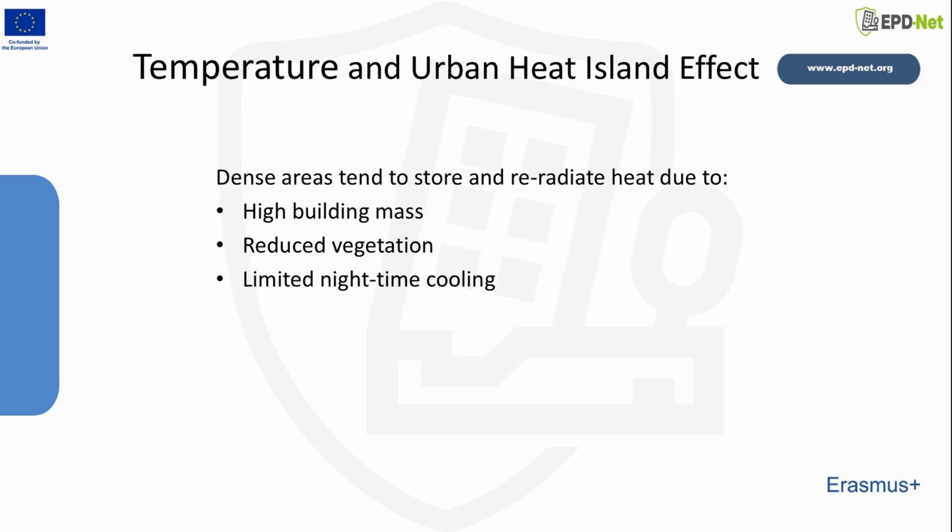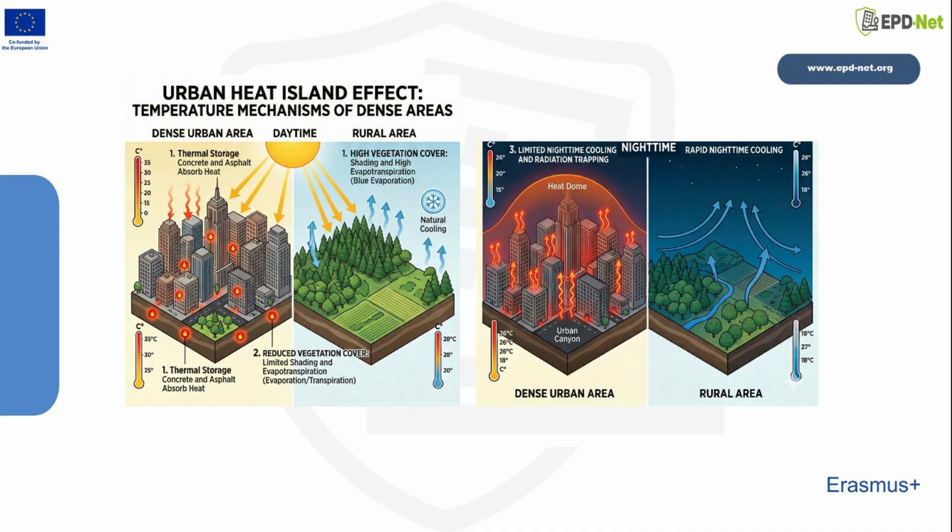Second, reduced vegetation limits shading and evapotranspiration. Without sufficient green areas, surfaces are directly exposed to solar radiation, and the natural cooling effect of plants is diminished. Third, limited nighttime cooling further intensifies heat accumulation. In compact urban fabrics, restricted airflow and trapped radiation reduce the city's ability to dissipate heat after sunset. As a result, dense areas often experience higher average temperatures compared to surrounding rural zones. Understanding these mechanisms is essential for designing density that mitigates, rather than amplifies, urban heat stress.